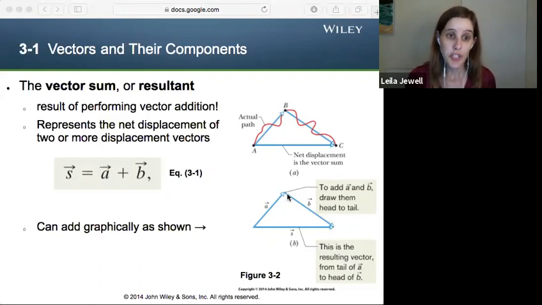To get the resultant or the vector sum, you go from the original start point, wherever you were to start, and then you draw the vector to the final head, to the final finish. So that's why vector S is drawn from that original start point and then pointing towards that final finish.